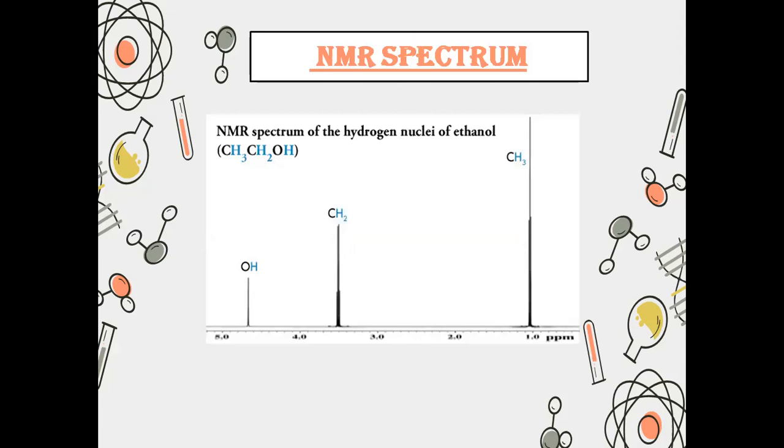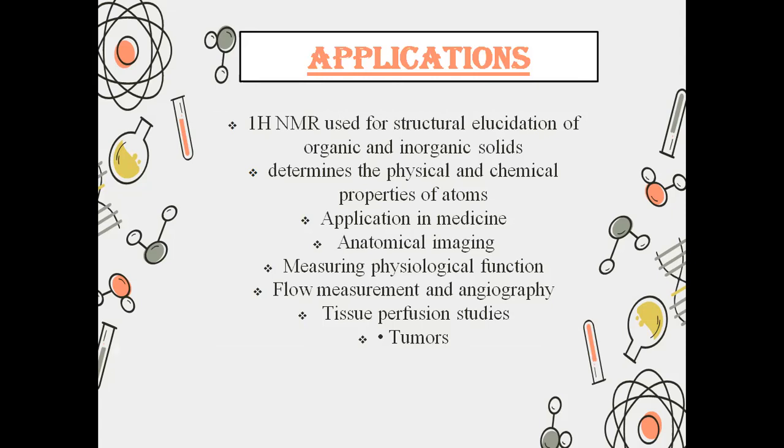Here is the NMR spectrum for ethanol. Here you can see the peak for the CH3 methyl group is the highest one, then CH2, and the last one is OH where one hydrogen is present.